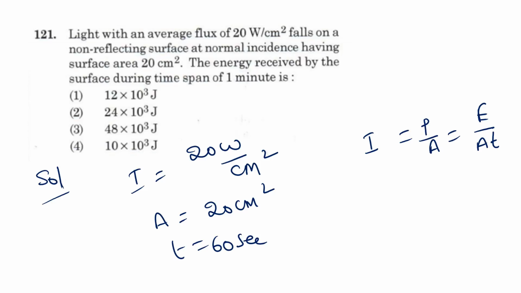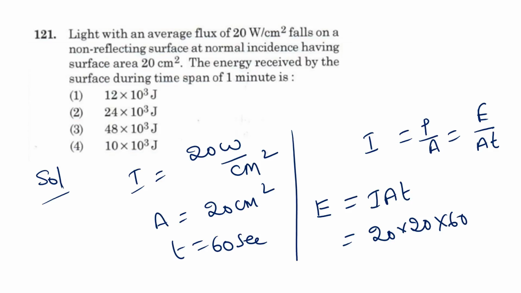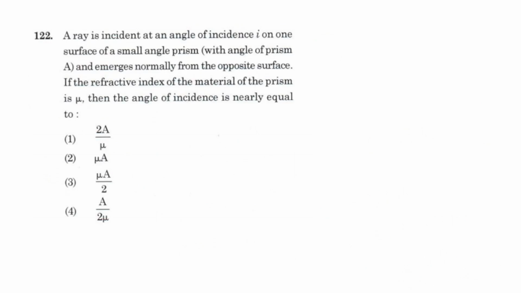So finally we are writing energy received E is equals to IAT, that is equal to substituting values 20 into 20 into 60. After multiplication we are getting 24,000. This can be written as 24 into 10 cube joules. So the second option is correct answer. And next we will go to the question number 122.